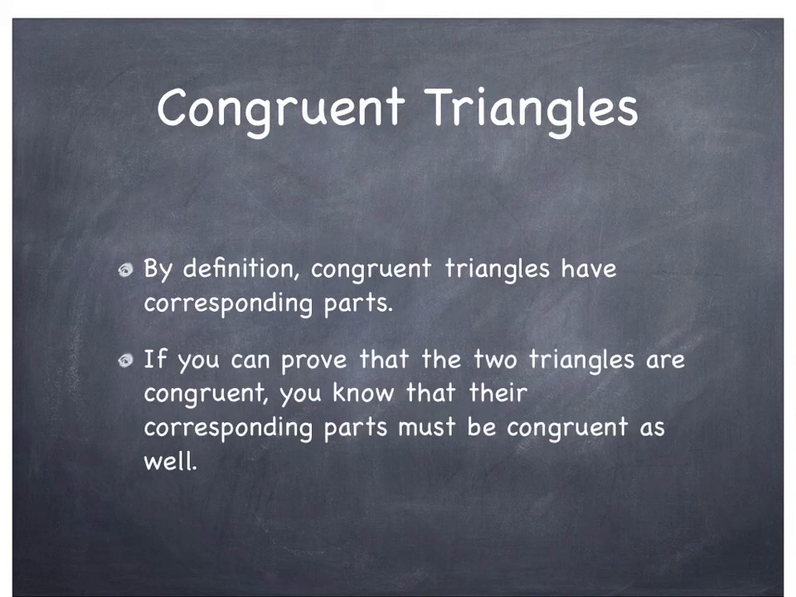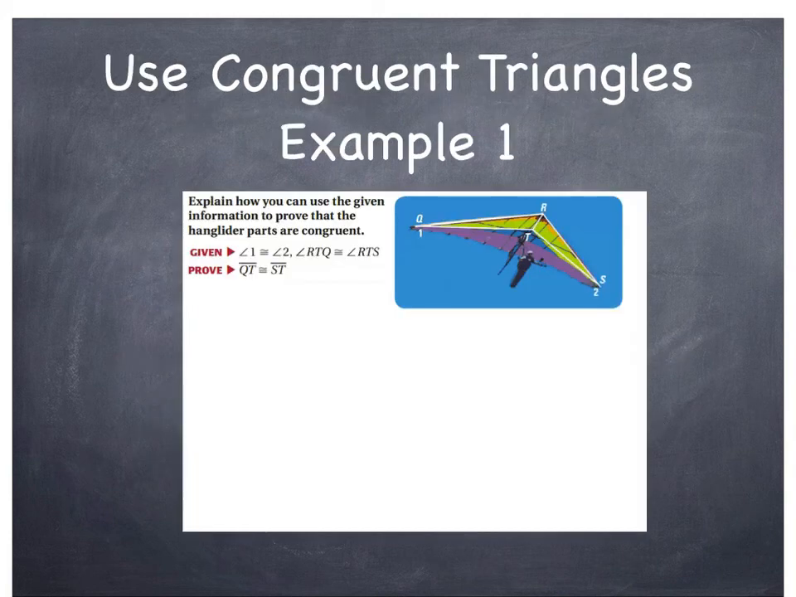So if we can prove that the 2 triangles are congruent, you know that the corresponding parts must be congruent as well. So that's why we've been working so hard on proving 2 triangles are congruent, because we wanted to be able to use this information to make decisions about things that we didn't know necessarily were true. Got 2 pretty cool examples to show you, and we'll use this information. Let's get started.